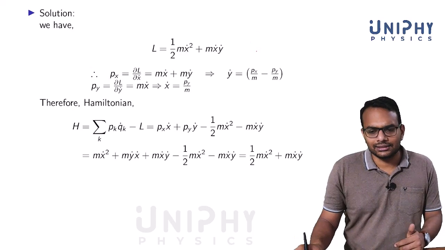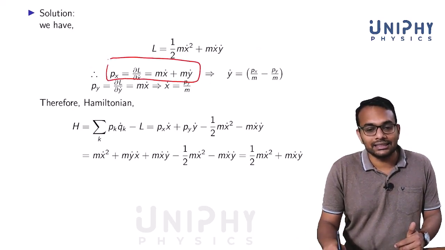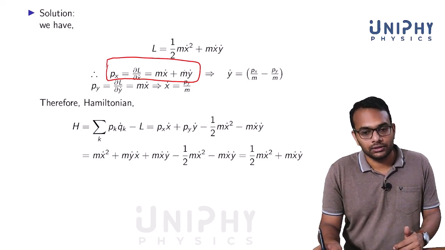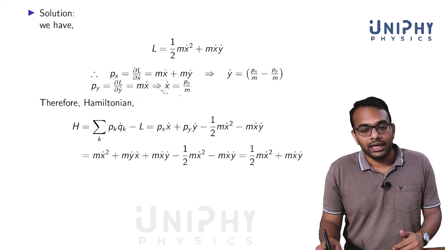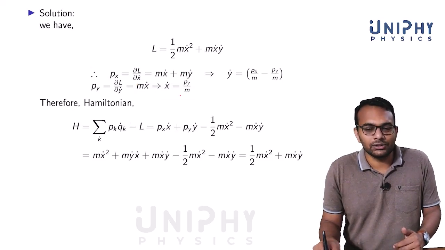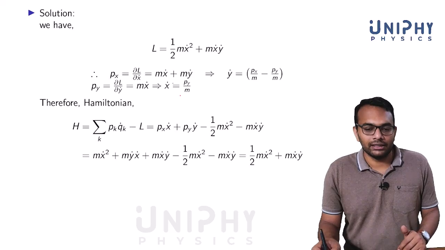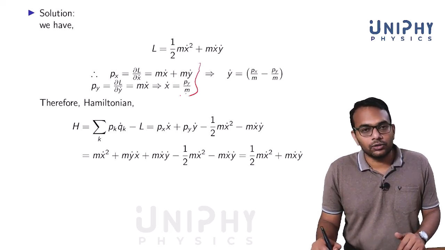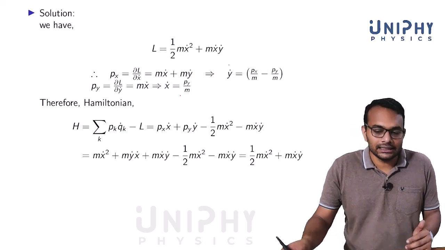You see that there's a little bit of subtlety here, because when you find px, it's m x dot plus m y dot, whereas py is simply m x dot. So here it's m x dot plus m y dot, so you have to solve between these two equations to find x dot and y dot in terms of px and py. It's nothing serious. You can go through that, and as I said, if you have any questions, you can ask. This is left as an exercise for you.